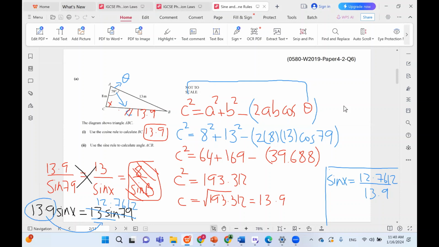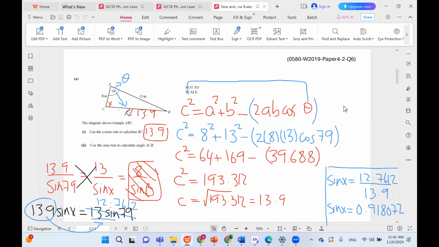So 12.7612 divided by 13.9. This gives us 0.918072. So let's just write this down. So sine x equals 0.918072. It's good to use lots of decimals, especially when you're dealing with sine and cosine, because decimals give you a very big variation in the answer.